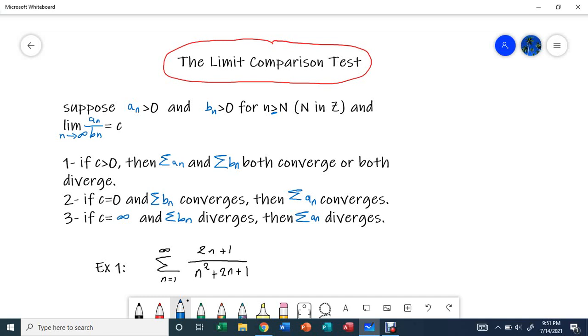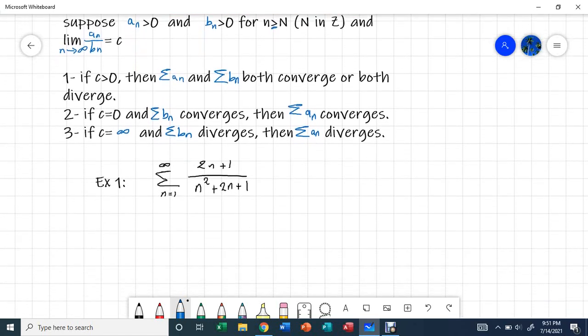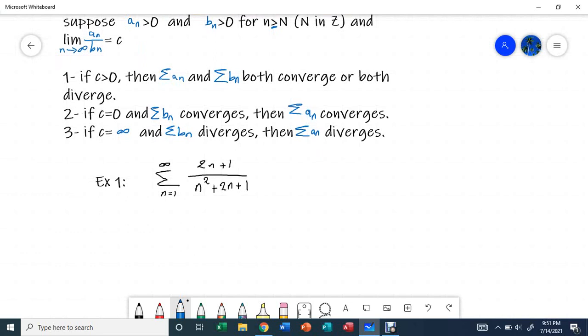So let's go through a few examples here and see how we can use these rules to decide if the series converges or diverges. So let's start with the first example. We have the series from n equals 1 to positive infinity of (2n plus 1) over (n squared plus 2n plus 1).